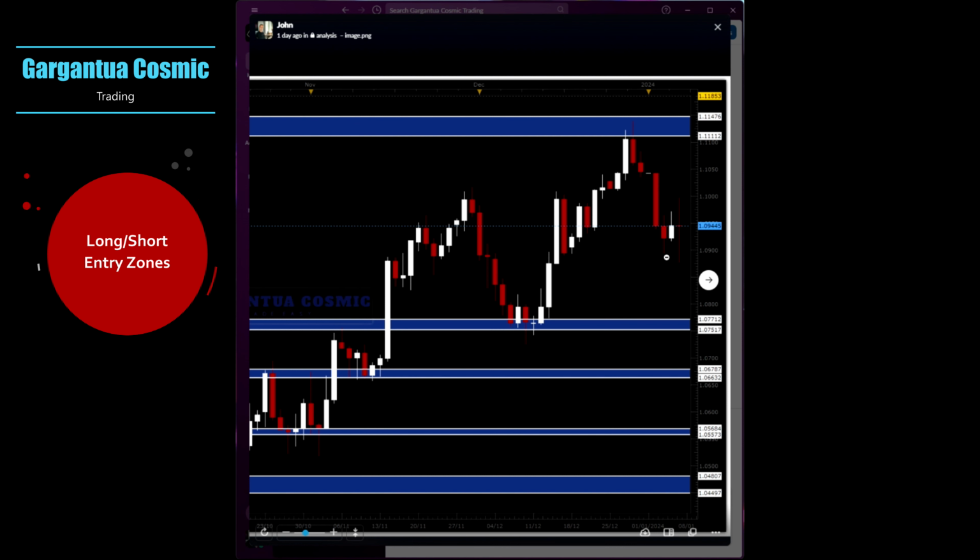If the pair comes all the way down to the long entry zone, or maybe a long entry zone is created at a higher price where the pair comes, then we can initiate longs at 1.0771 with stops below 1.0751, and then we can look to take profit in the same process we followed with our short at the short entry zone.